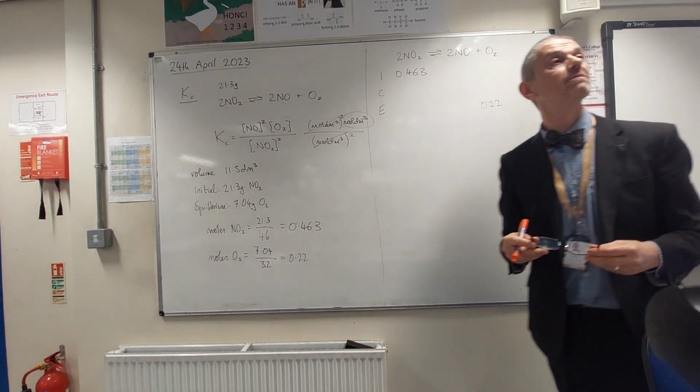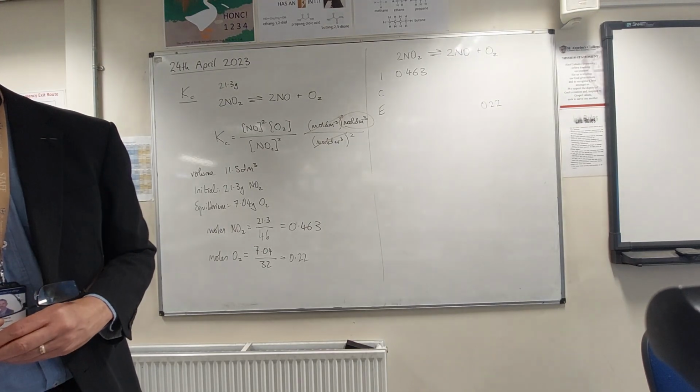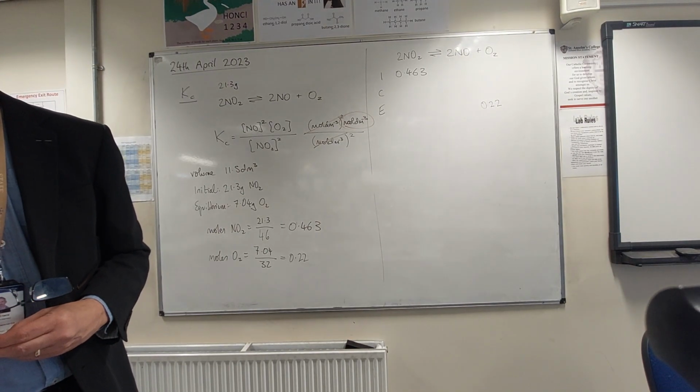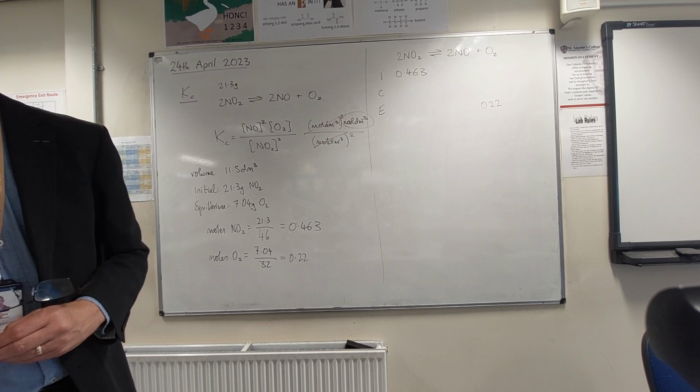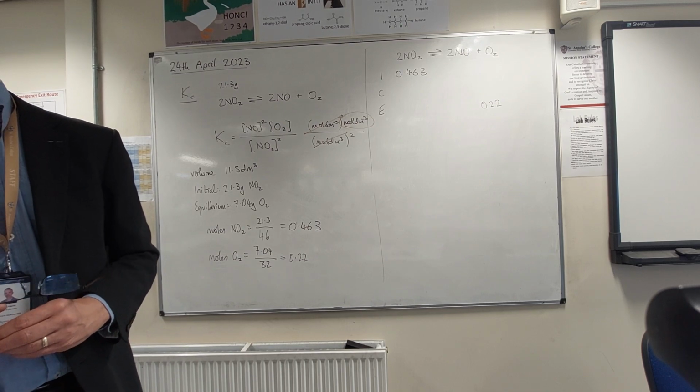I was going to ask a separate question. If it's a dative covalent bond and you draw an arrow, what is it pointing from? It's pointing from the lone pair. It's the lone pair that's being donated.